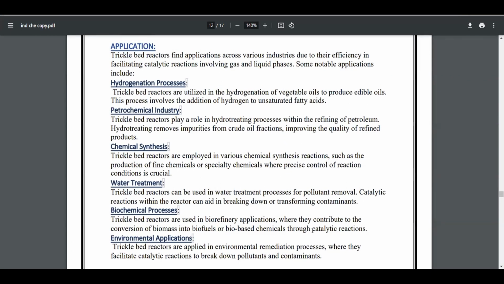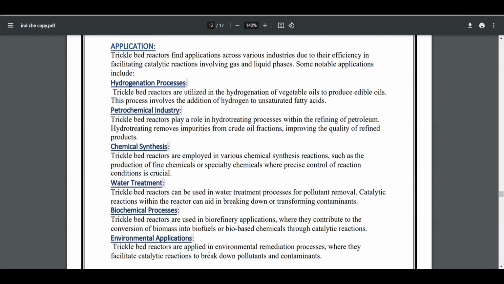And there are some applications of trickle bed reactors in the chemical industry. The first one is in hydrogenation processes. These reactors are utilized in the hydrogenation of vegetable oils to produce edible oils, and this process involves the addition of hydrogen to the unsaturated fatty acids.